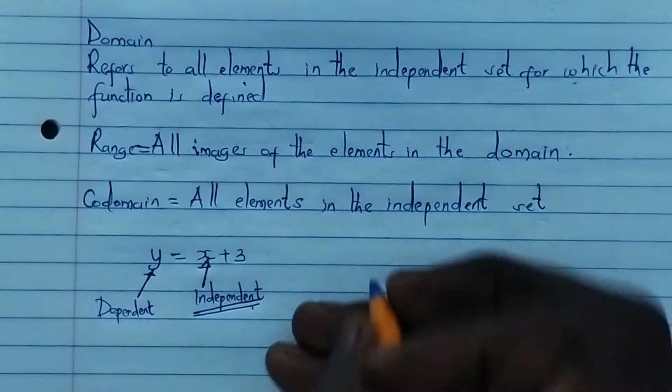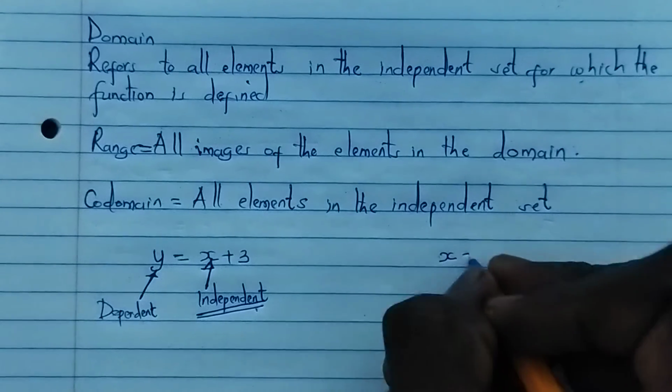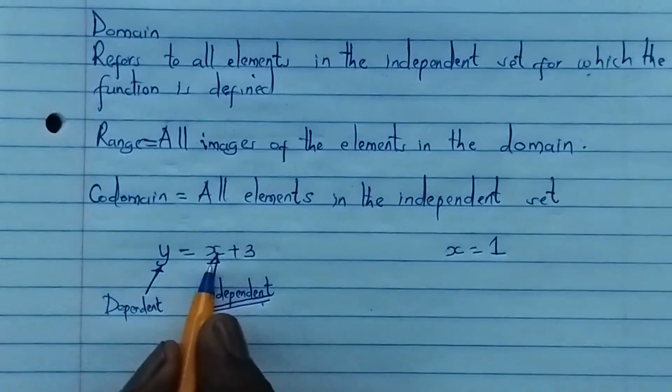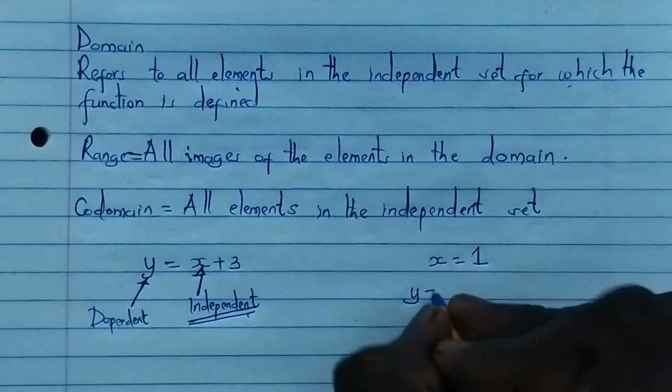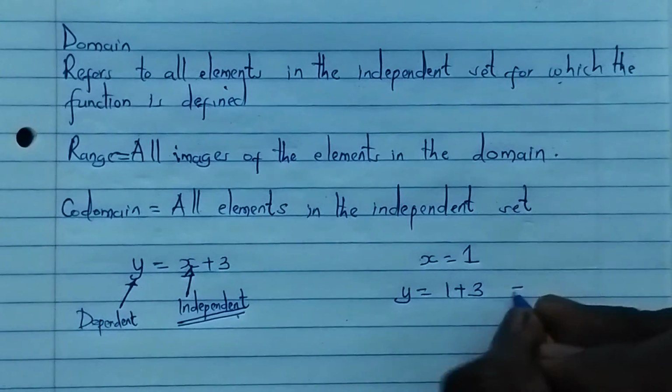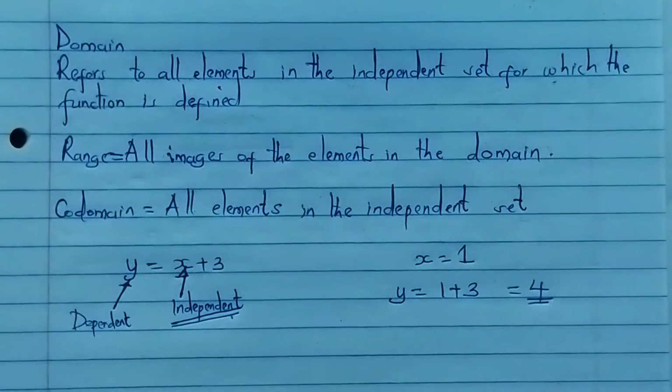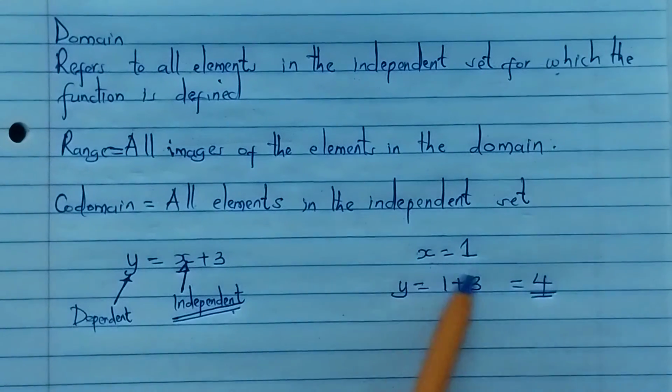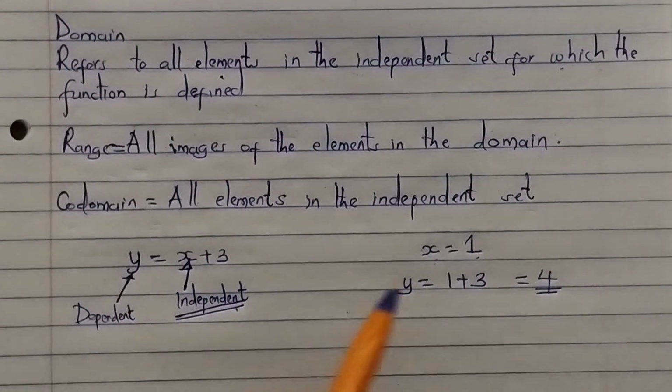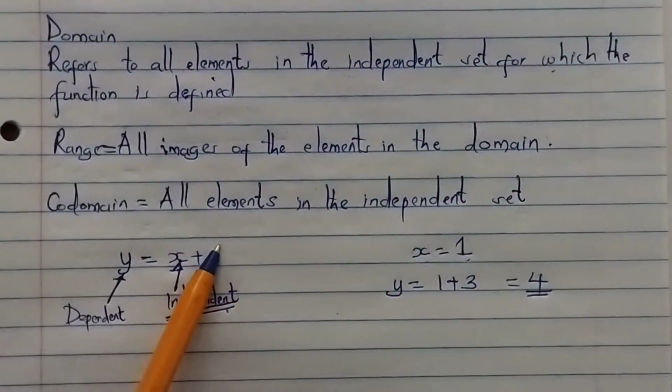An example of this is, let's say, pick a value of x equal to 1. If you substitute 1 here, you are going to find y is equal to 1 plus 3, which is 4. 4 is a real value. So it means x equal to 1 is in the domain of this function.